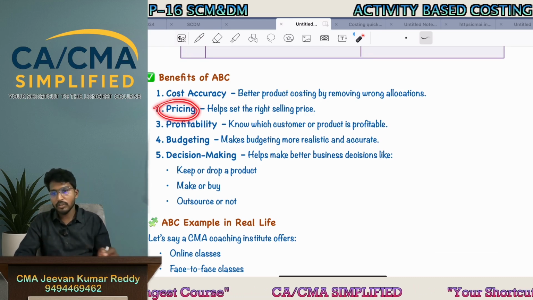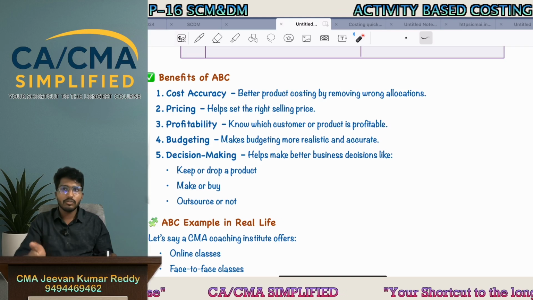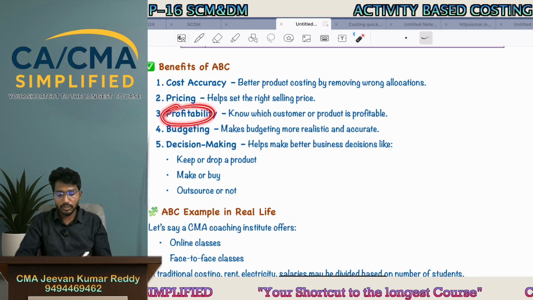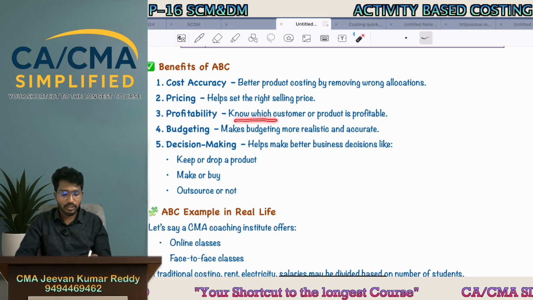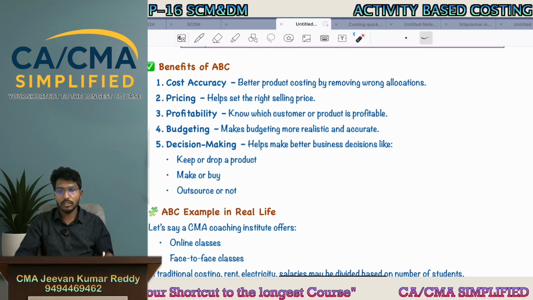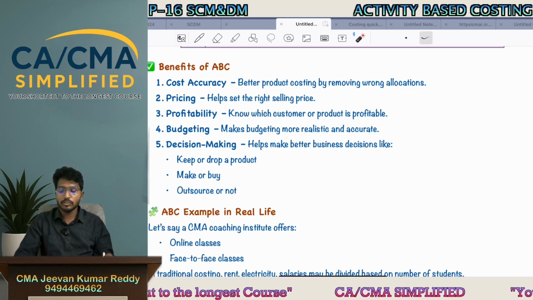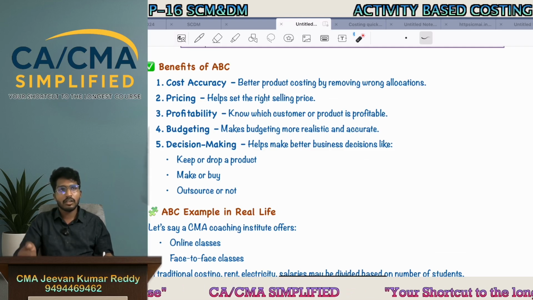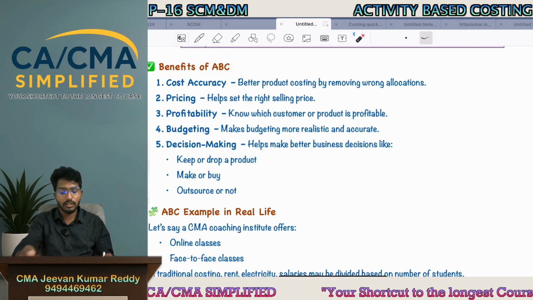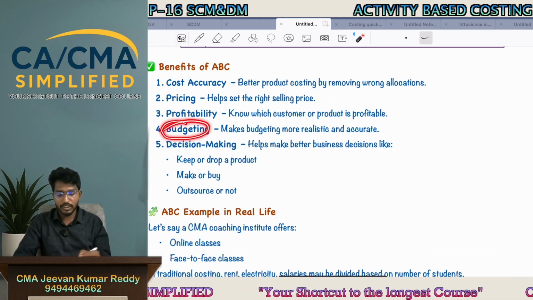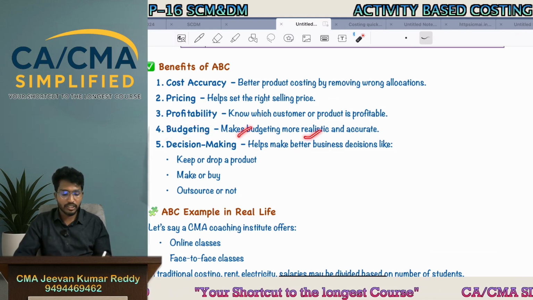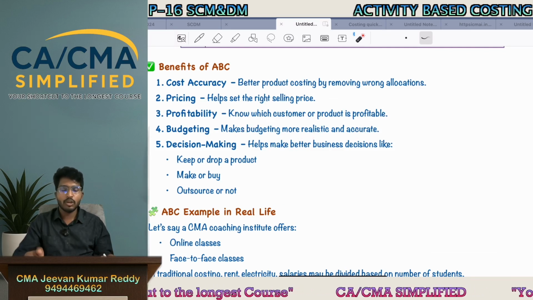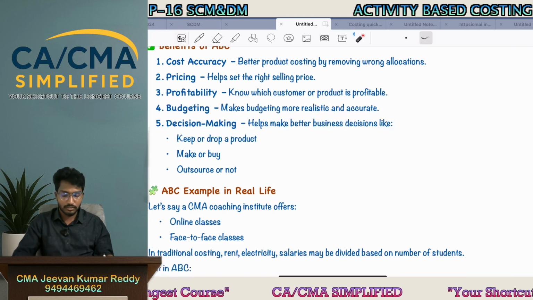Next, pricing. When you are getting the accurate cost, the pricing of the product will also be accurate. Profitability. Know which customer and product is profitable. Using activity based costing, we can identify which product is profit making and which product is loss making, and the loss making product we will remove from the production line. Budgeting. Make budgeting more realistic and accurate. Using ABC costing, we can budget more accurately and realistically.